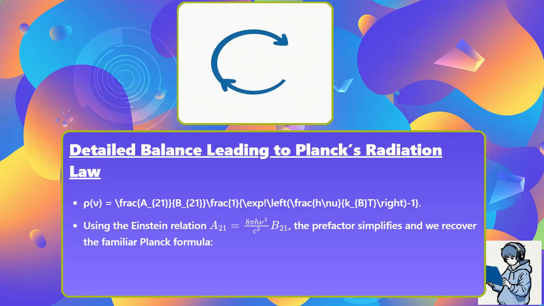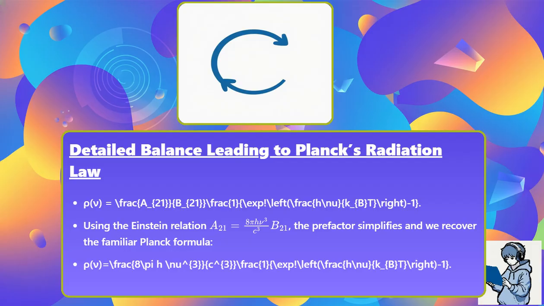Using the Einstein relation, A21 equals 8 pi h nu cubed over c cubed times B21. The prefactor simplifies, and we recover the familiar Planck formula. Rho of nu equals 8 pi h nu cubed over c cubed times 1 over (exponential of (h nu divided by k_B T) minus 1).